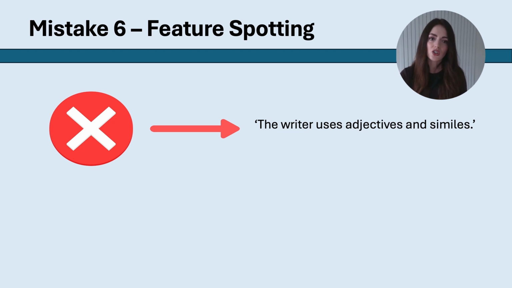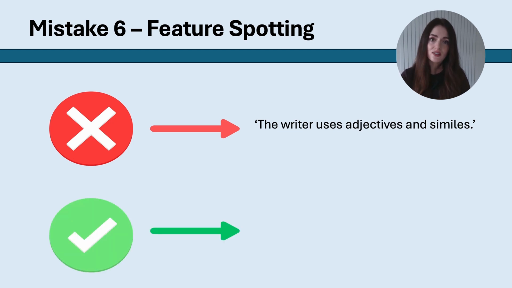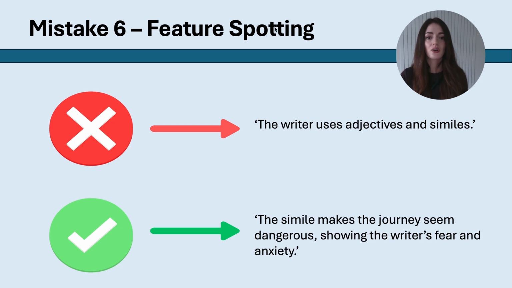So what you need to do is always connect the methods that you find to perspective. So rather than the writer uses similes, you would say something like, the simile makes the journey seem dangerous, showing the writer's fear and anxiety. And you may then just zoom in on a word and closely analyze that individual word from that quotation.